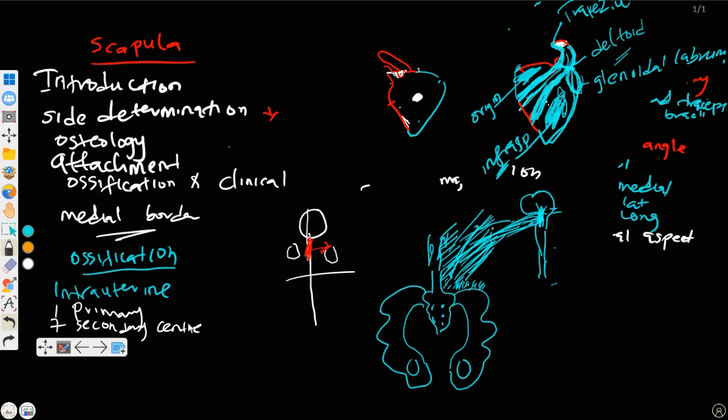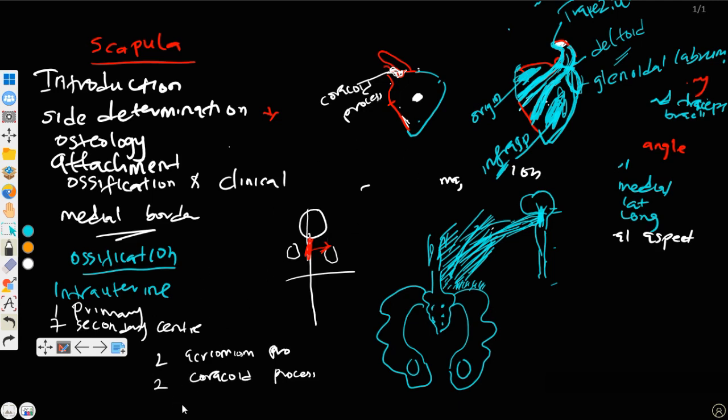The 7 secondary centers: 2 are originating from the acromion process. The coracoid process is also given out. That is this point that is protruding out. There is a small point protruding out after the suprascapular notch. This point is called the coracoid process. So the coracoid process has 2 secondary ossification centers.